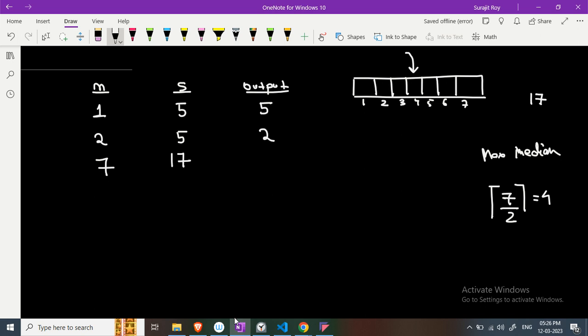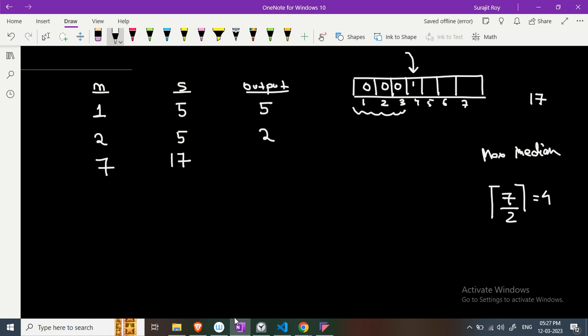What will be our approach? Our approach will be to make the elements at the positions before the median's position 0. The median position is 4, so the positions remaining to the left of it, we will make 0. Why am I making them 0? This will ensure that the median is maximum.